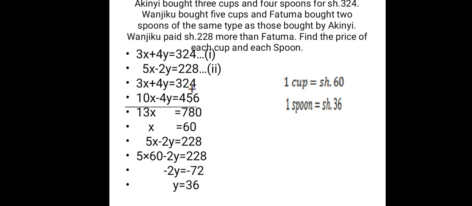And then we can substitute x in any of the 2 equations to get the value of y. I've substituted in equation 2. So we have 5x minus 2y is equal to 228. For the value of x we put 60. So 5 times 60 minus 2y is equal to 228. Negative 2y is equal to negative 72. Therefore y is equal to 36. So the price of 1 cup is 60 shillings and the price of 1 spoon is 36 shillings.